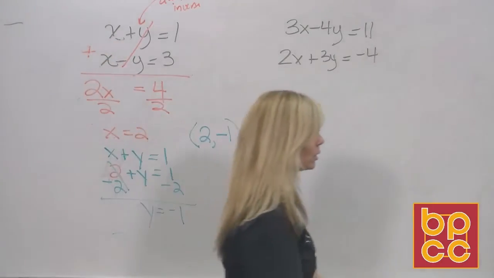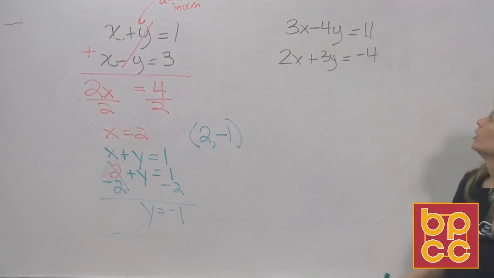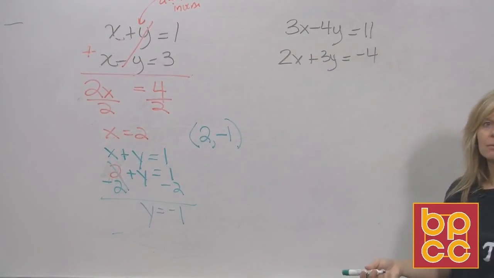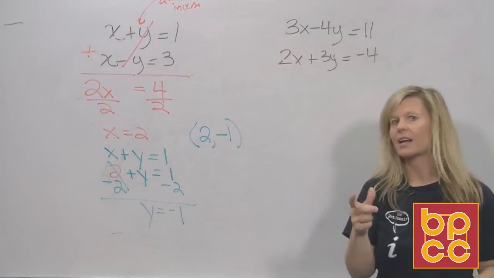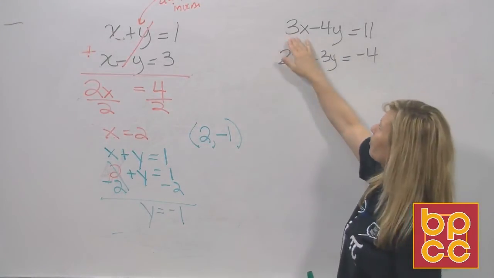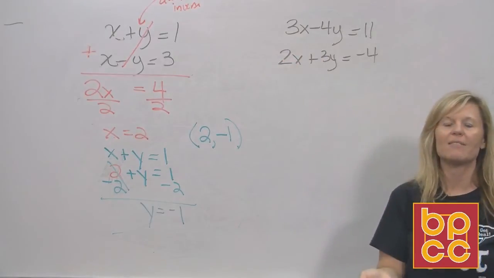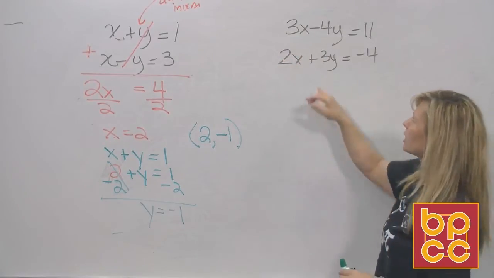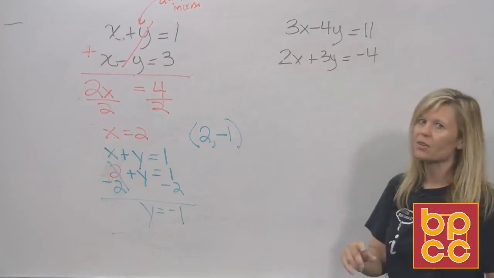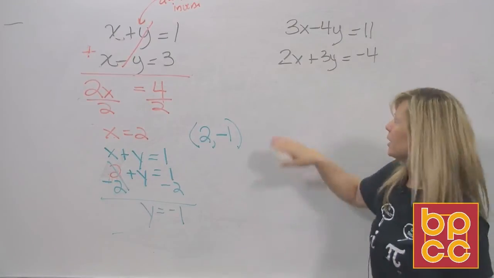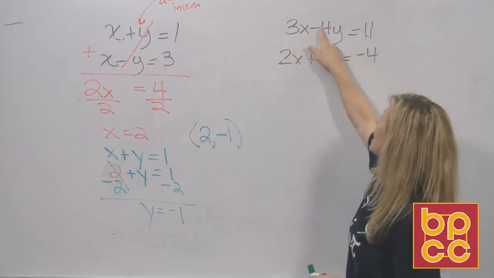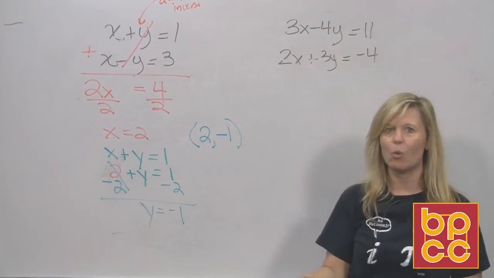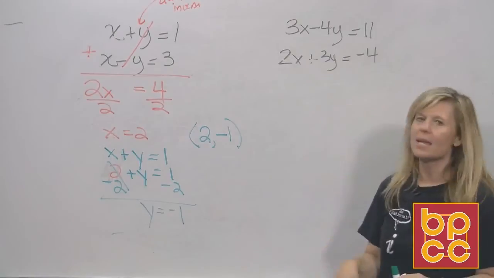Let's go to our second one. Let's look here. Do you have an opposite? No, you don't. 3x and 2x are not going to cancel out and make 0. Because if we add 3x and 2x, we get 5x. And everybody look closely. Negative 4y and positive 3y are not opposites. I know one's positive and one's negative, but they won't cancel out and make 0. Negative 4 plus 3 is a negative 1. So you would still have a y here.